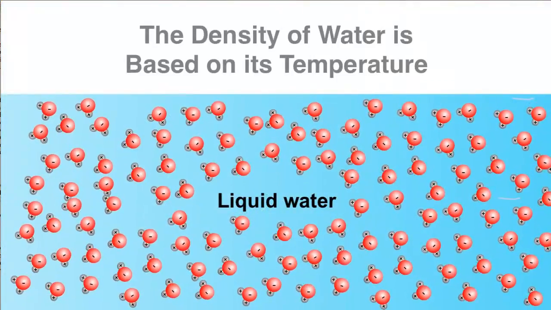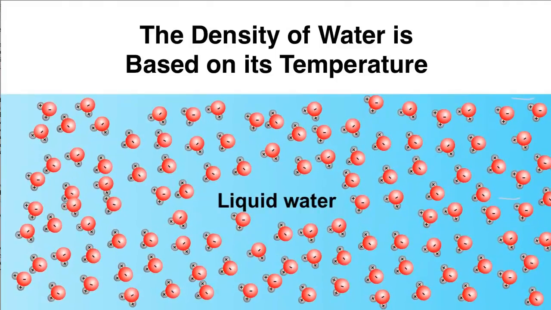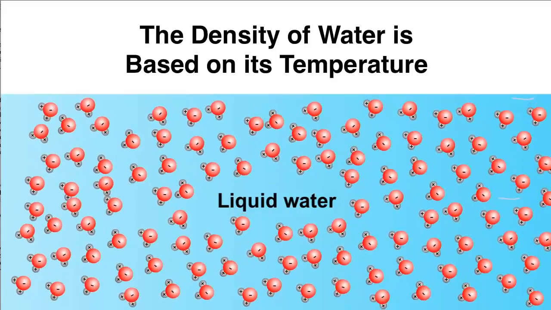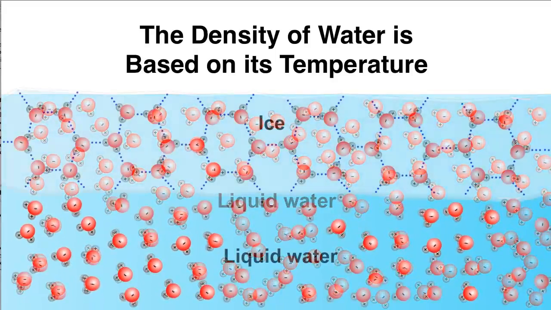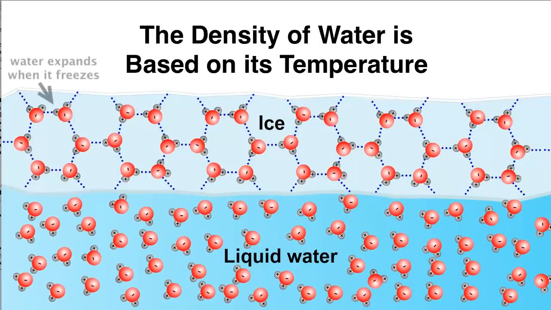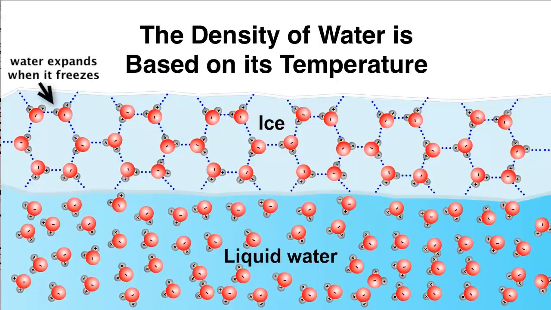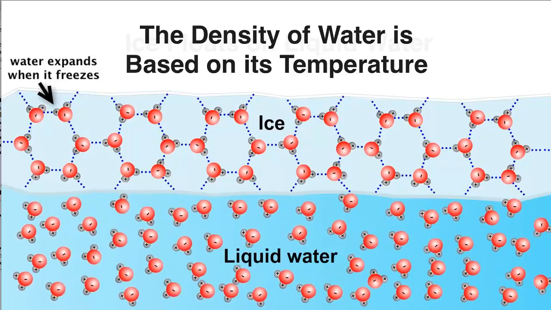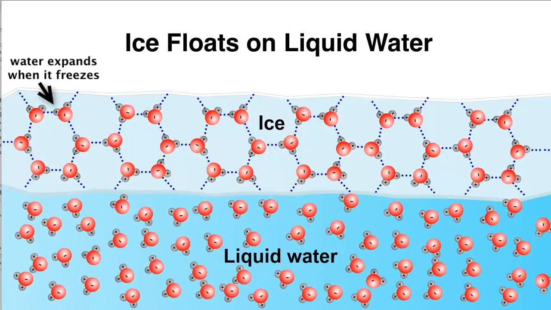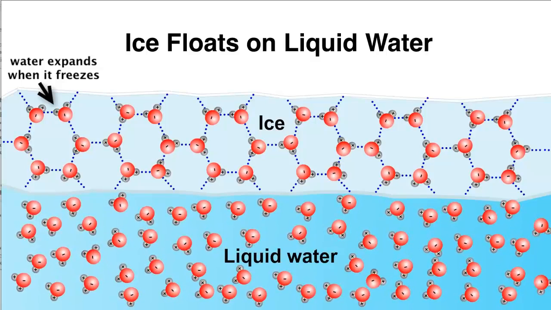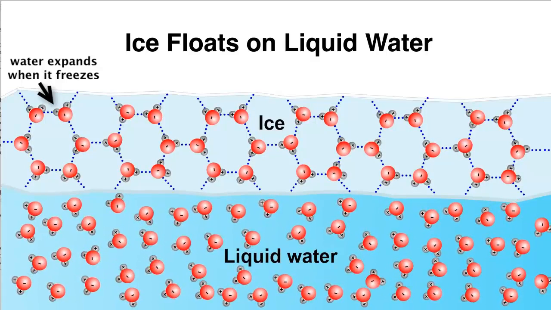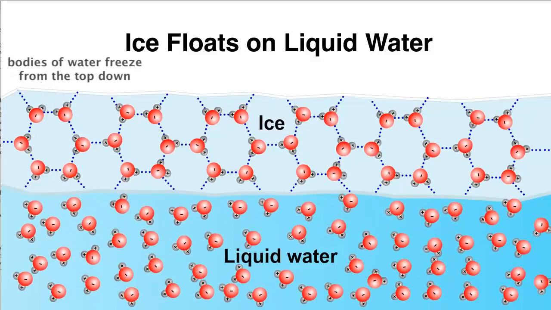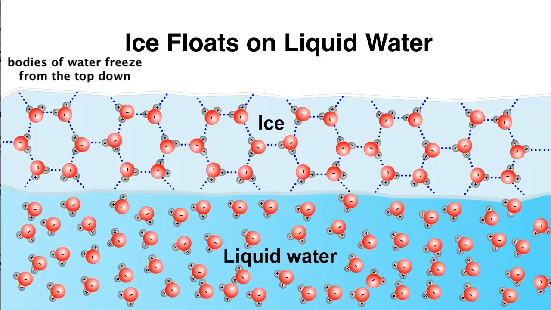And finally, the density of water is based on its temperature. Unlike many other compounds which contract when they freeze, the configuration of the hydrogen bonds in water causes it to expand when it freezes. This expansion causes ice to have a lower density than liquid water, and therefore ice floats on liquid water. If ice were more dense than water, it would sink, and ponds and lakes would freeze solid, making life there impossible. Instead, bodies of water always freeze from the top down.